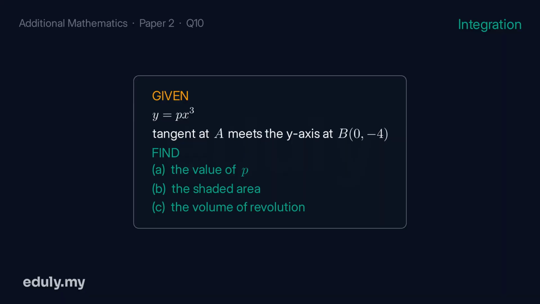So here's what we have and what we need. We know the curve and the point B, and we must find P, the shaded area, then the volume of revolution.